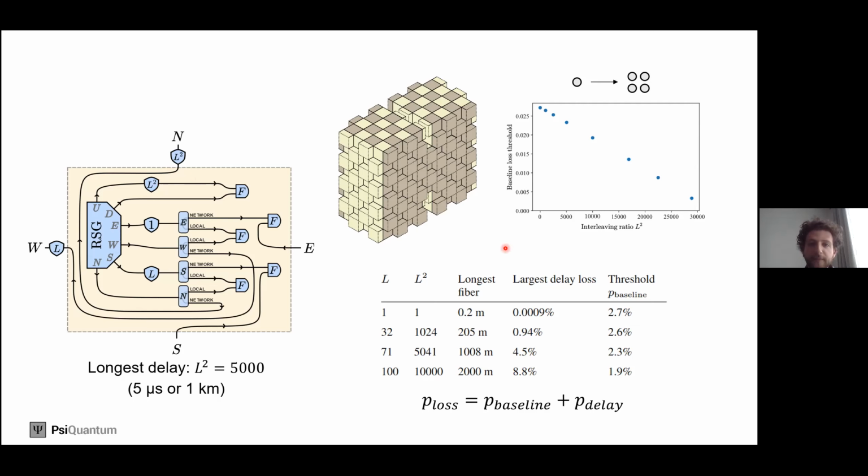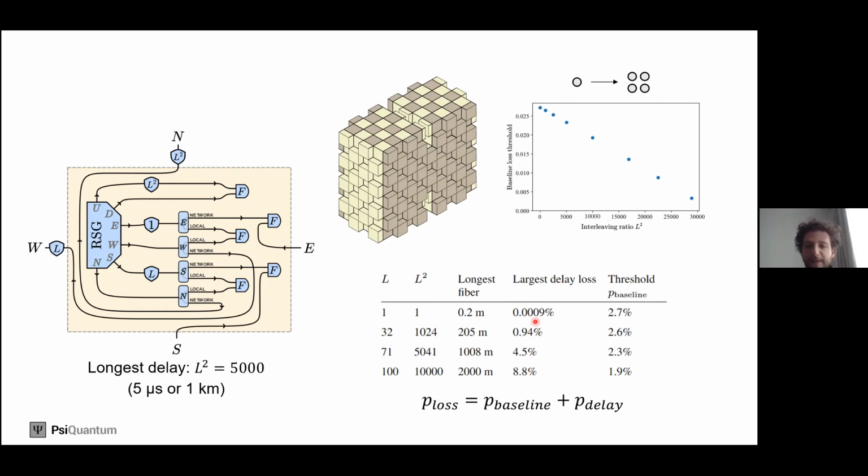So for delays, we assume that the loss probability is 0.2 dB per kilometer, as in commercially available fiber. So in some sense, the coupling loss is part of the baseline loss. And with L equals 1, or I guess that's not exactly true because not all photons need to enter a fiber. Anyway, so with L equals 1, the baseline loss threshold is 2.7%. So the photon loss probability needs to be below 2.7% for error correction to be possible in this specific scheme.